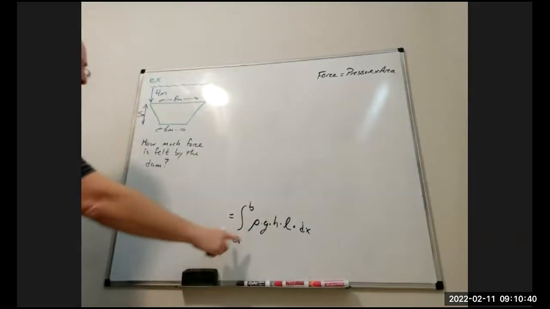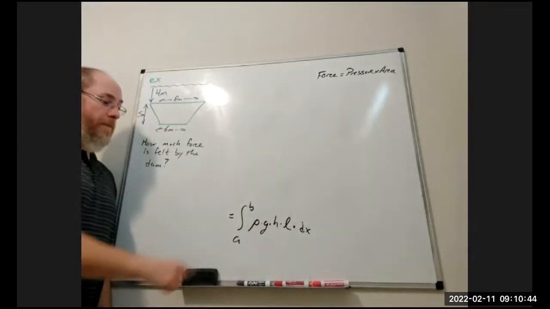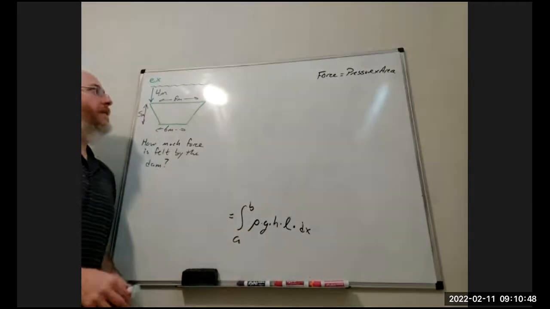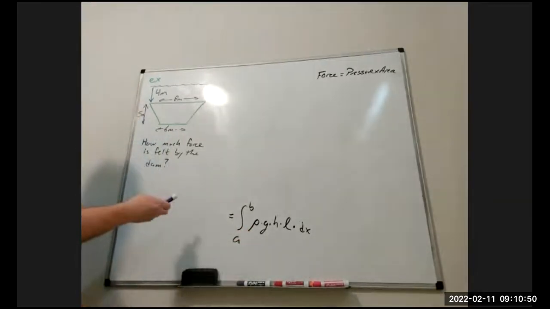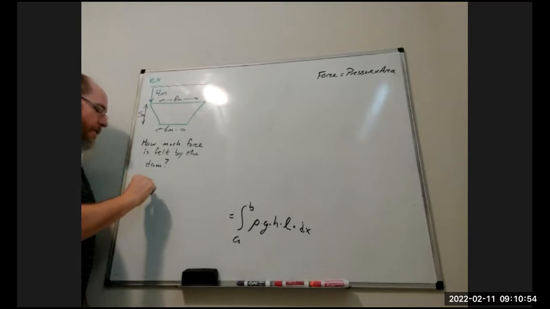Okay, so we're going to need to use this integral. So let's just think about what we need to be told. First of all, we need density. We need the density of the fluid. And I'll just tell you that this is fresh water. And so we're going to have a density of 1,000 kilograms per cubic meter.